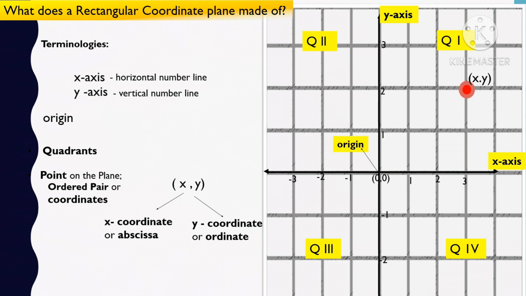The signs of the ordered pairs vary from quadrant to quadrant. In quadrant 1, both x and y are positive. Quadrant 2 naman, negative ang x, positive ang y. Sa quadrant 3, parehong negative ang x and y coordinates. At sa quadrant 4, positive ang x, negative ang y.